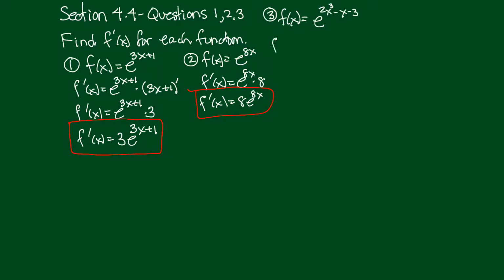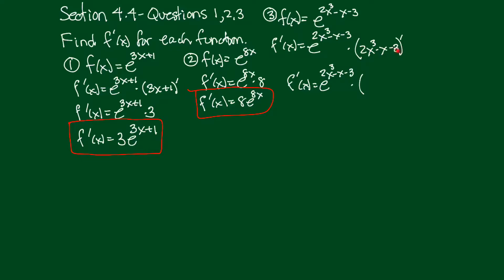Let's do it again here in number 3. F prime of x is, okay, it's an exponential, so it's the function itself, e to the 2x cubed minus x minus 3, times, now I'm going to describe it again, the derivative of the exponent. You can probably skip this step and just take that derivative, but I'm explaining what I'm doing here. So it's the function itself, e to the 2x cubed minus x minus 3, times, okay, I need parentheses here, the derivative of the exponent.